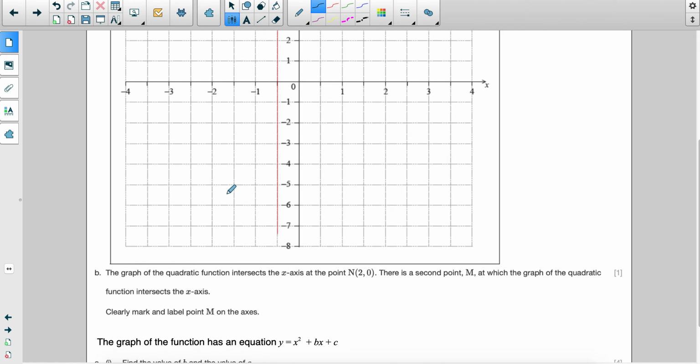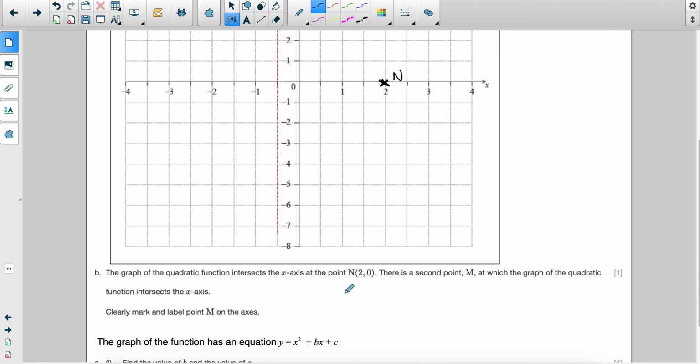Now, the graph of the quadratic function, so we're still talking about the same function, intersects the x-axis at the point n, 2, 0. There's a second point m at which the graph of the quadratic intersects the x-axis. So obviously it's a quadratic function, it has at most 2 intersections. They've given us one, and they've told us that the other exists as well, and they want us to mark that point m. So we know the first point of intersection will be here. You need to clearly mark it using n. They've given you a labeling, and this is what you have to use.